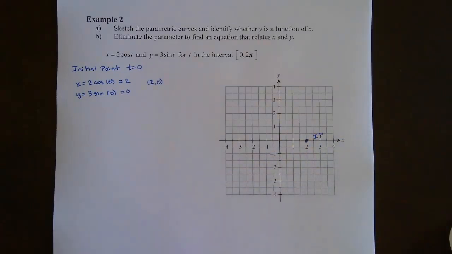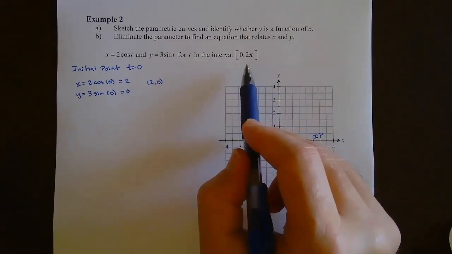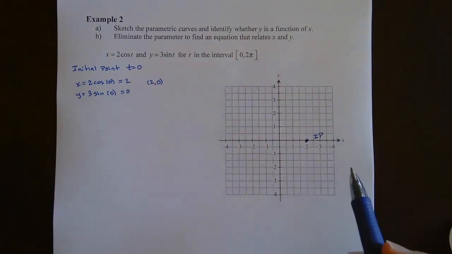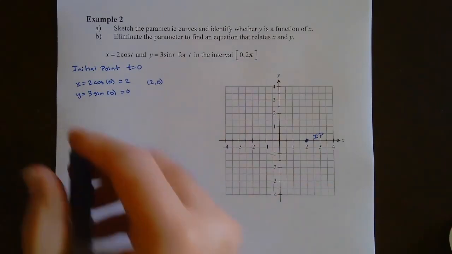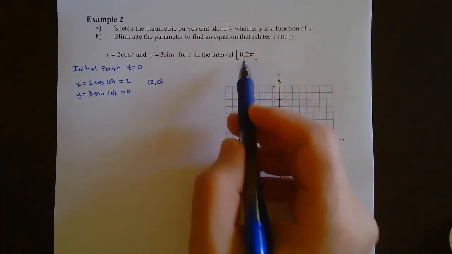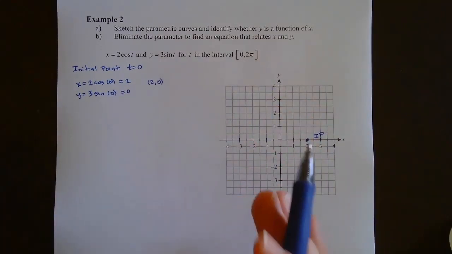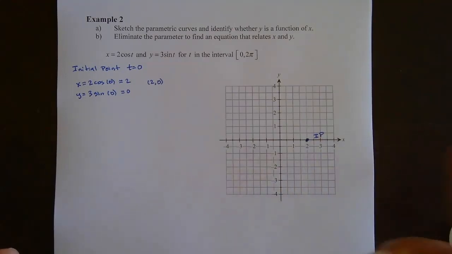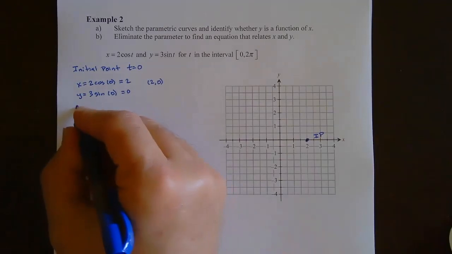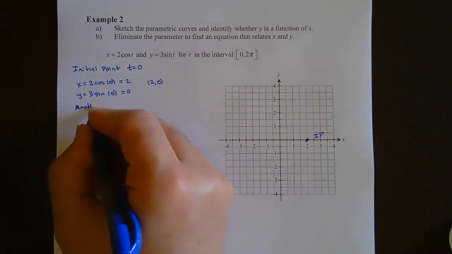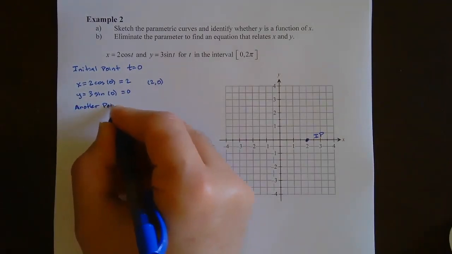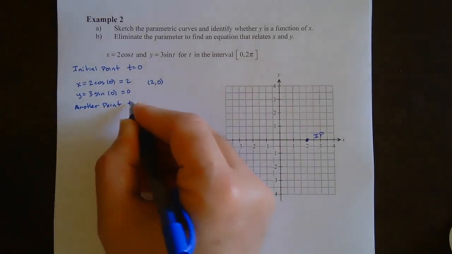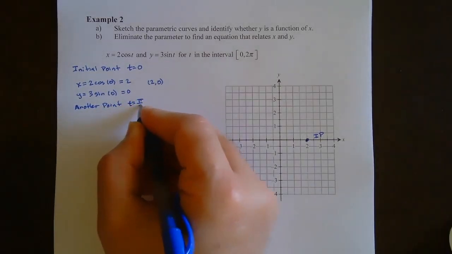Now, the terminal point is going to be at t equals 2 pi. I'm actually going to pick angles, do another few points, and then do the terminal point at the end. So for another point, you want to pick t values that are easy to work with. We did 0, pi over 2 would be another good one. So another point, and some people make tables for this, t equal to pi over 2.